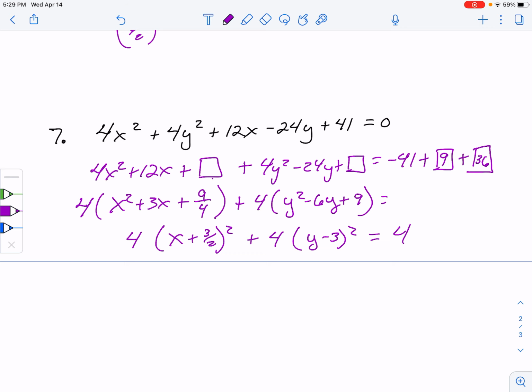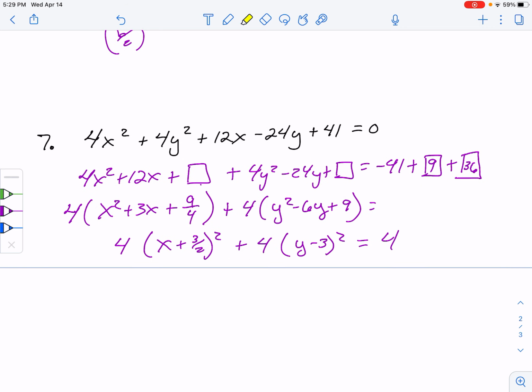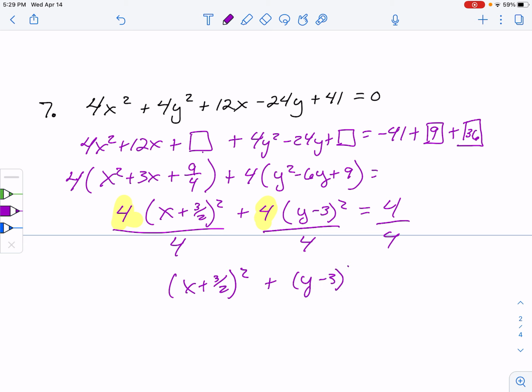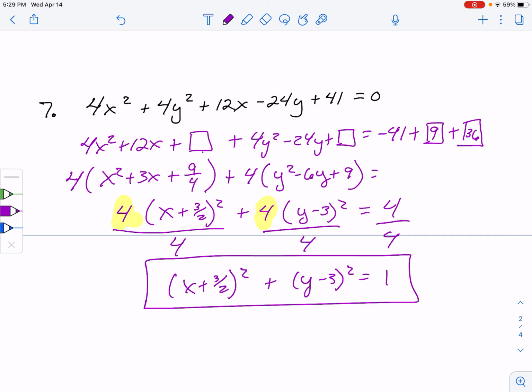All right, now we don't want this leading coefficient, so you're going to come back and divide by 4, and you end up with (x plus 3 halves) squared plus (y minus 3) squared equals 1, and that's the equation of your circle.